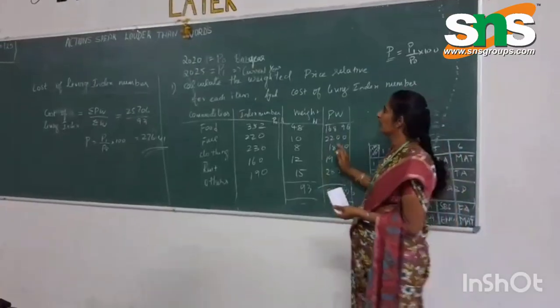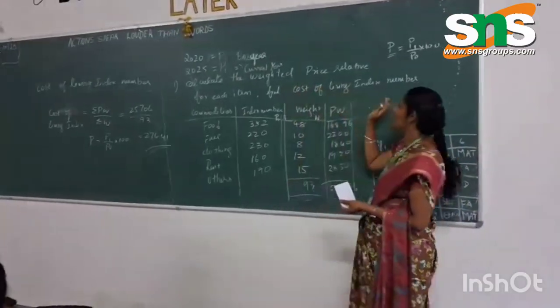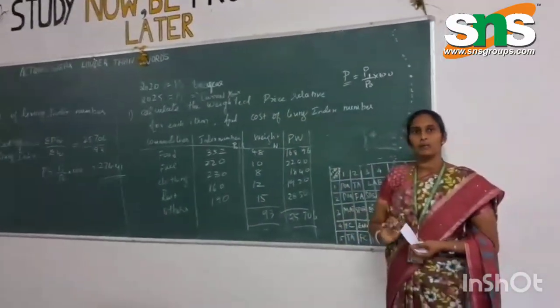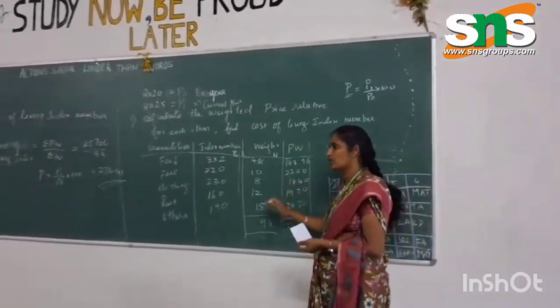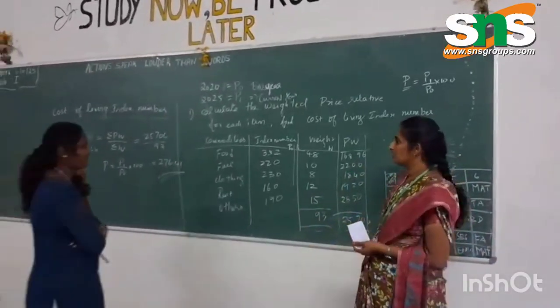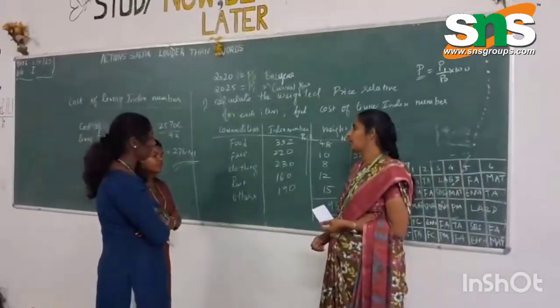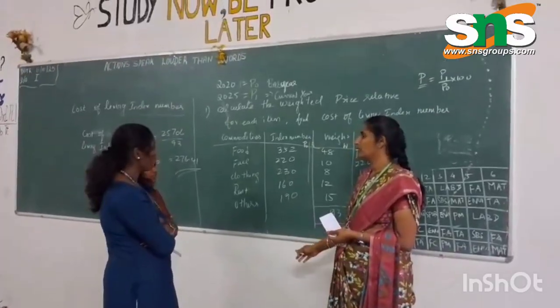This helps us to find the weighted price relative for each item. Have you understood now how to calculate the cost of living index?